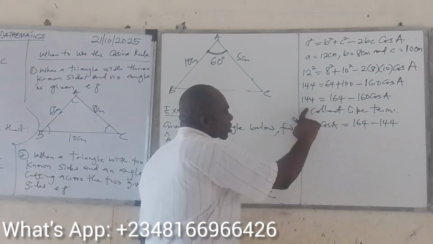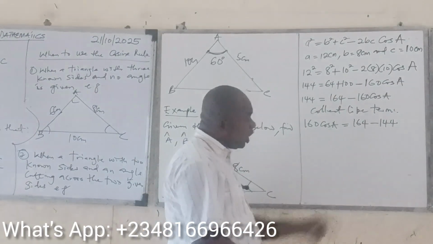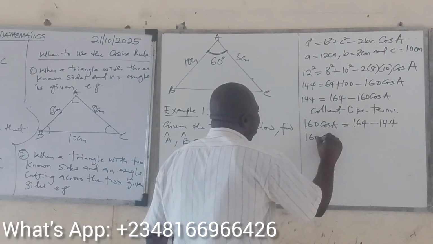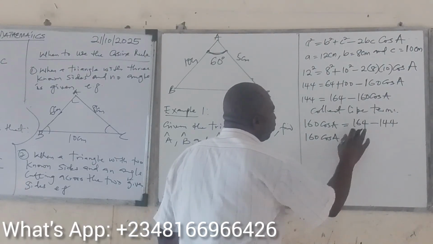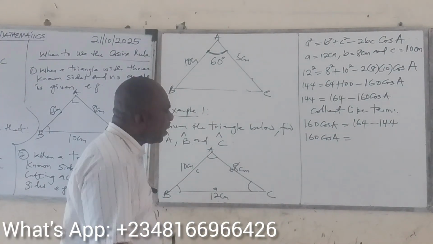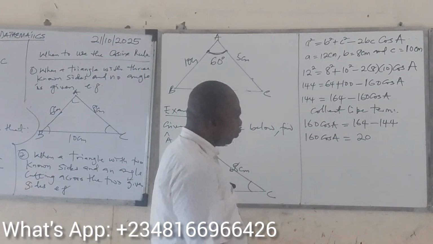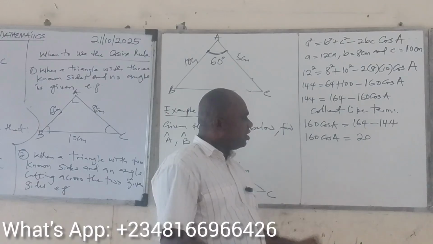When you take this 144 to the right hand side, it changes to minus. So it implies that 160 cos big A will be equal to 164 minus 144. That will give us 20, because 20 plus 144 will give you 164.